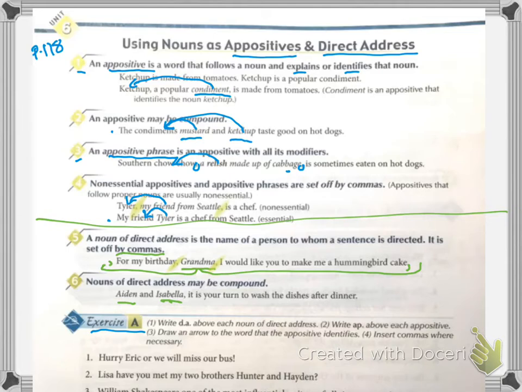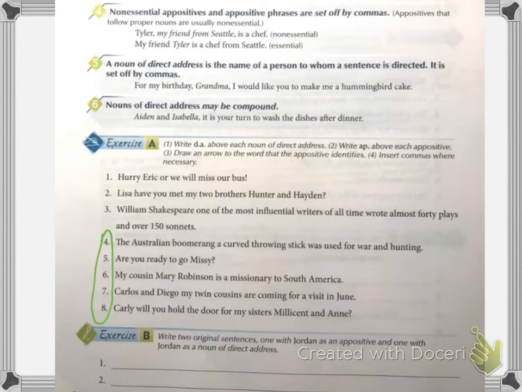So I'm going to go to the next page. It's the bottom of your page, but I made room for this. We're going to label these as DA or AP for direct address or appositive. If it's an appositive, I'm going to draw an arrow to the word that the appositive identifies or explains, and I'm going to insert commas wherever we need them. So I'm going to do 1, 2, and 3.